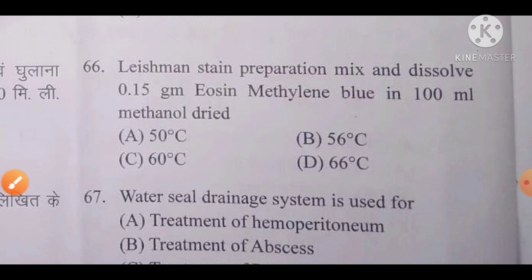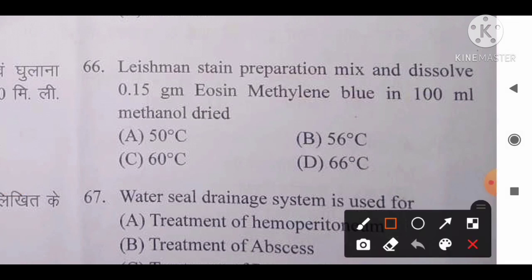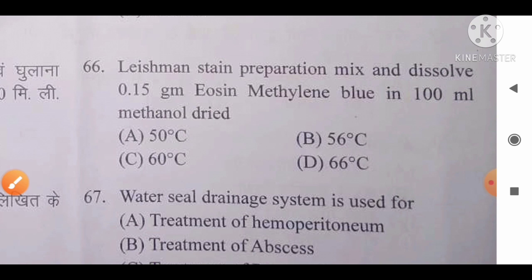So option A, 50 degrees Celsius, will be the correct answer for this question, but as per the answer key they have given option B, 56 degrees Celsius, as the correct answer for this question, but as per my best knowledge it should be option A will be the correct answer for this question.